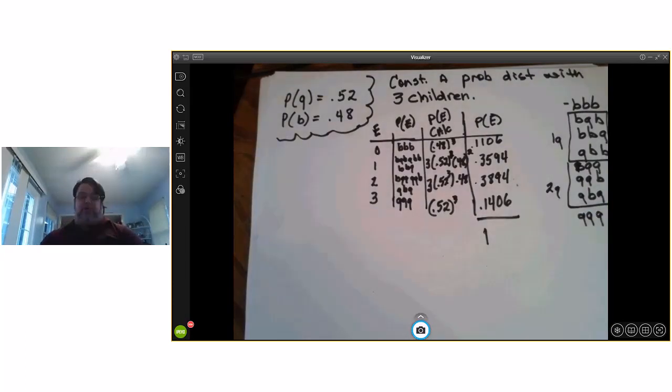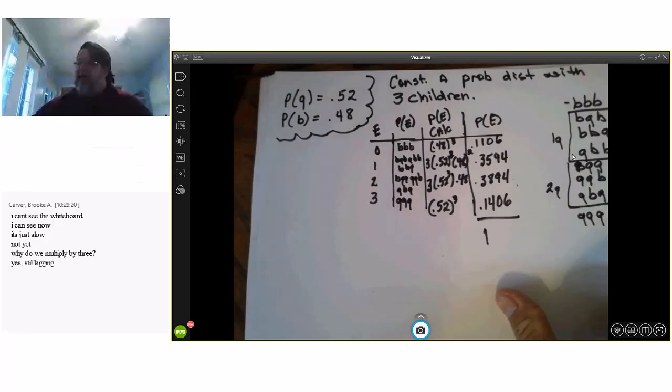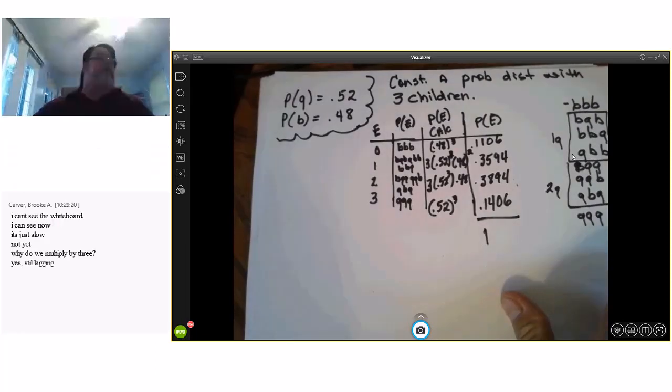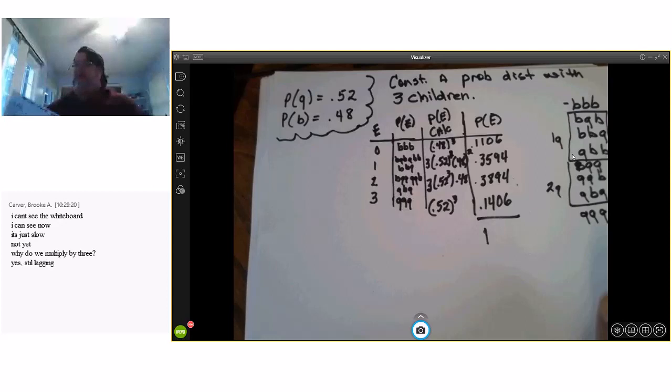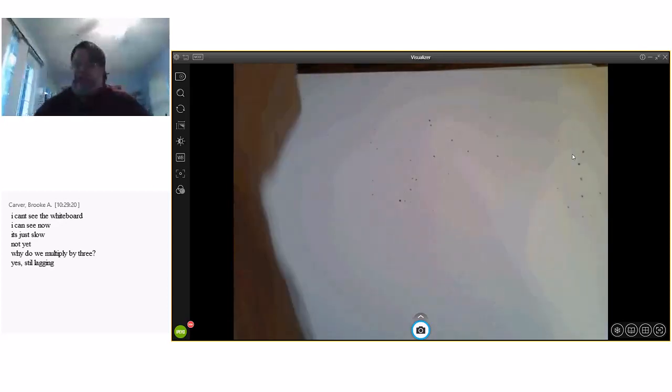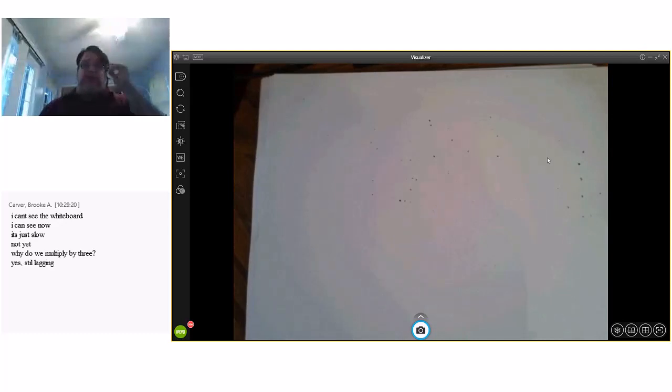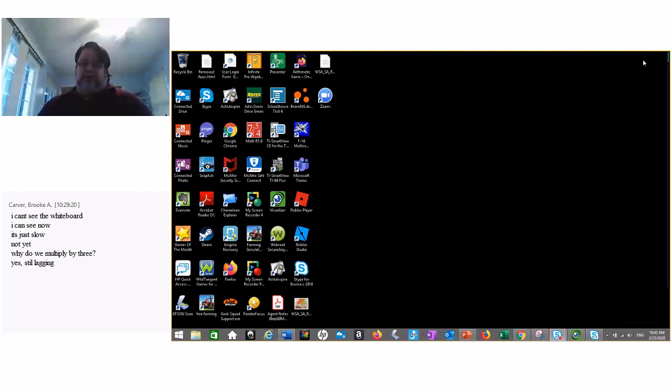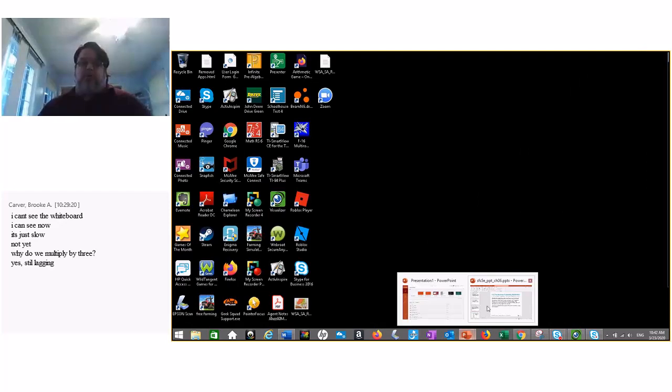Can you see it now, Miss Carver? Hopefully you'll be able to see it before I move the paper. Okay? All right, so that's how you construct a probability distribution. Now, what if they ask you about a probability? Yeah, still lagging. There's nothing I can do about that because I live in BFE and our wireless is different. So, like I said, as long as I show you as much as I can, then y'all can do the problems and get the homework done.